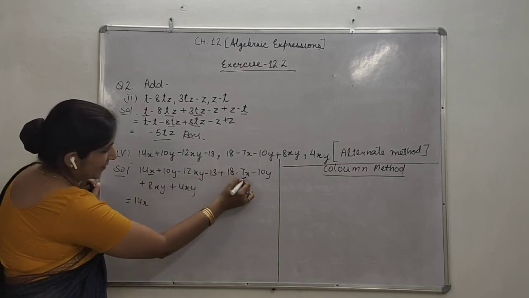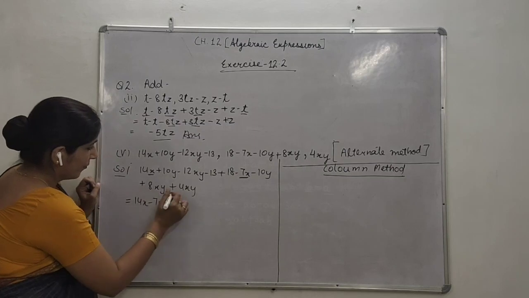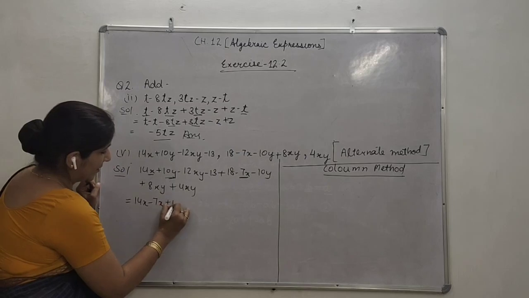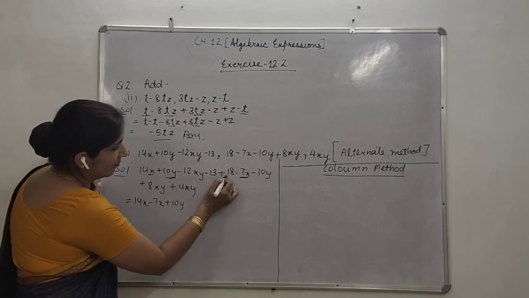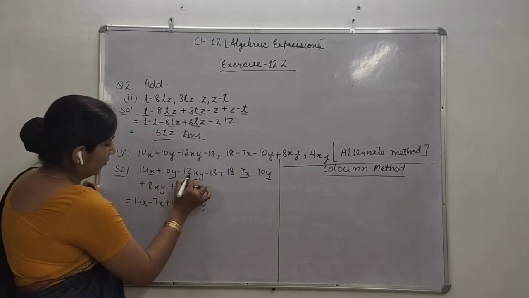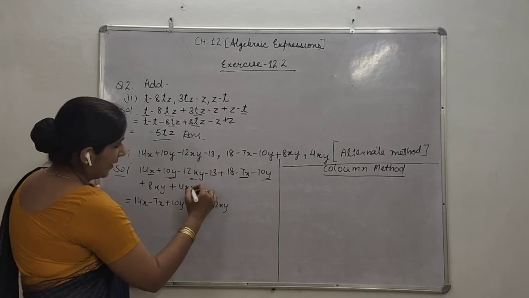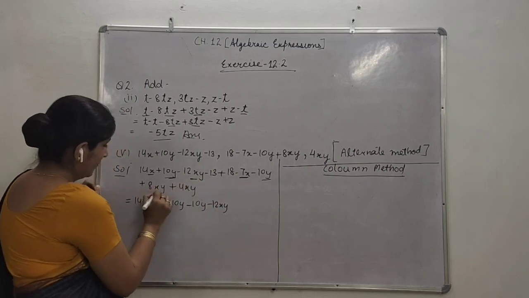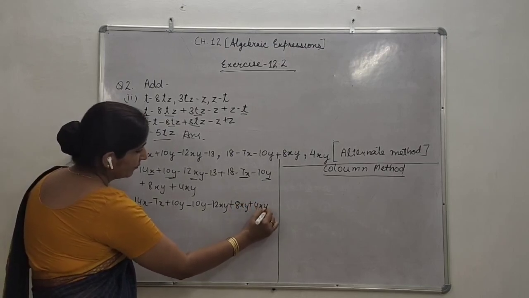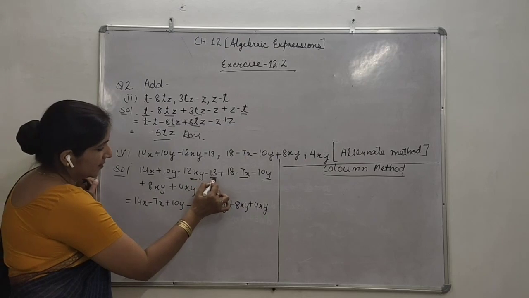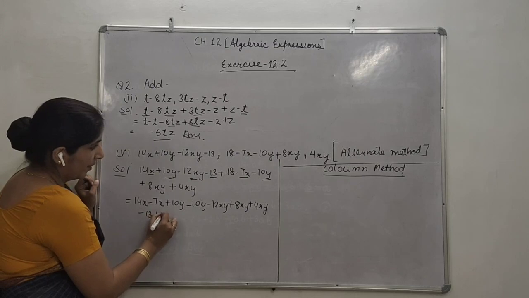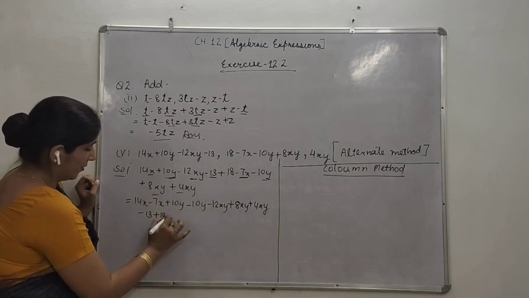Search for the next x, this minus 7x, no more x is there. And now next is 10y, so you can write plus 10y. The second y term is this minus 10y, and the rest is not there. Now the third is minus 12xy, and now search for the next xy term, that is plus 8xy plus 4xy. After this, these are the constants. Now you can write these constants together, minus 13 plus 18, and the rest of the terms are already written.